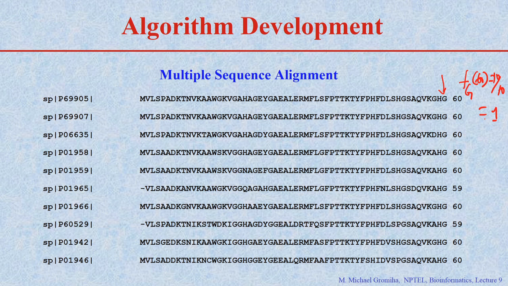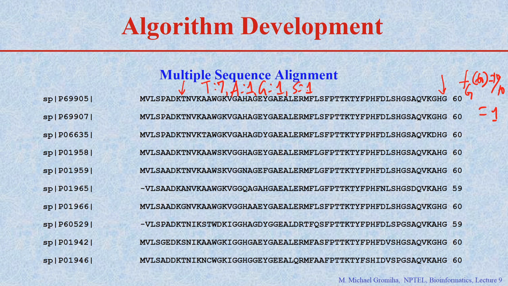If we take this position number 9, so if you see there, what is the frequency of these amino acid residues? How many times T occurs? T occurs 7 times, alanine 1 time, glycine 1 time, serine 1 time, right.